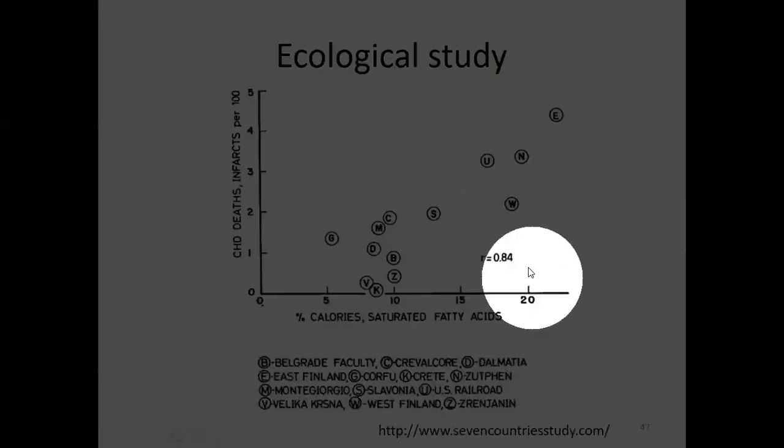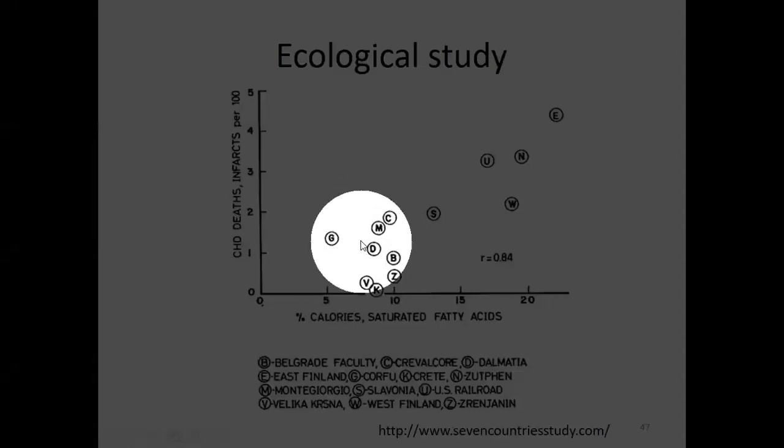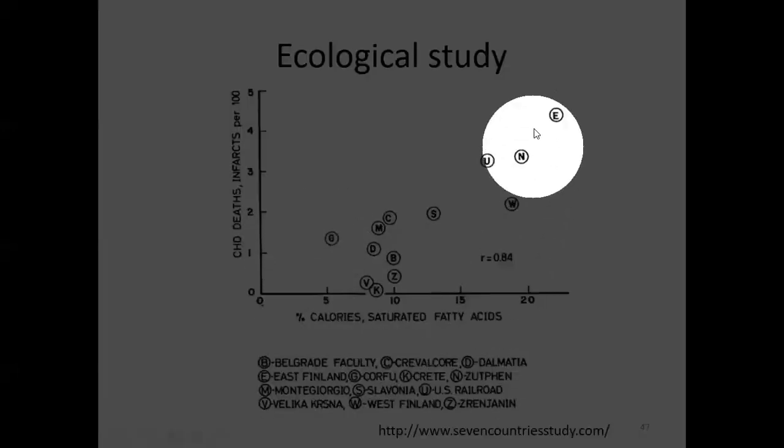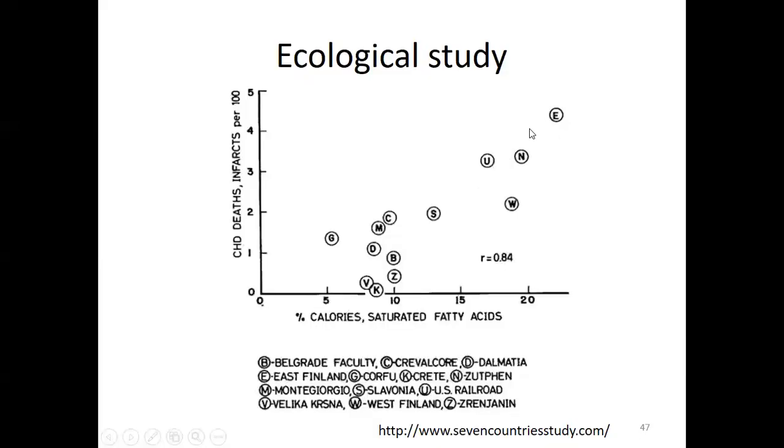Let's see, here we've got Greece. This was done in the 60s, so people were mostly eating olive oil as their fat intake. And then here we have Eastern Finland. In Eastern Finland, you're getting about 25% of calories from saturated fat. At that time, the standard lunch was a butter and cheese sandwich. So people are eating really high levels of saturated fat. And then you've got the range in between, right?